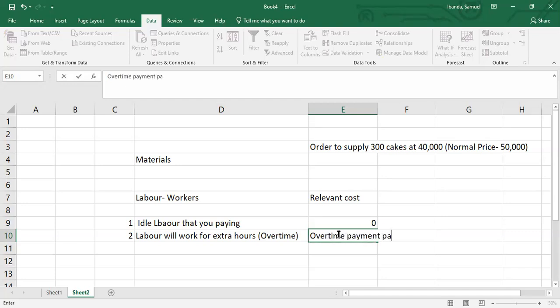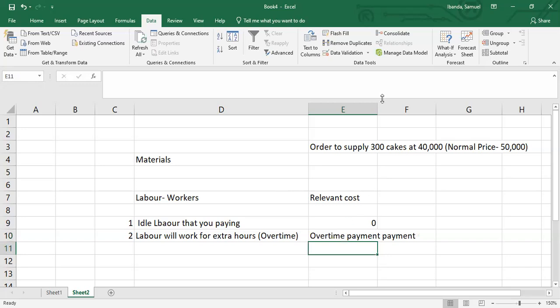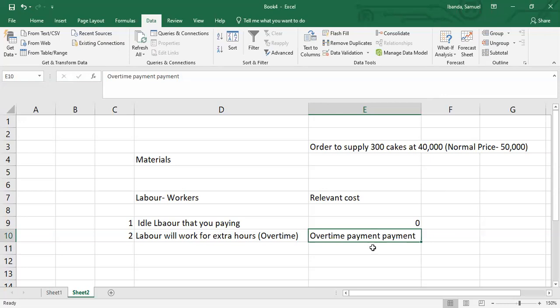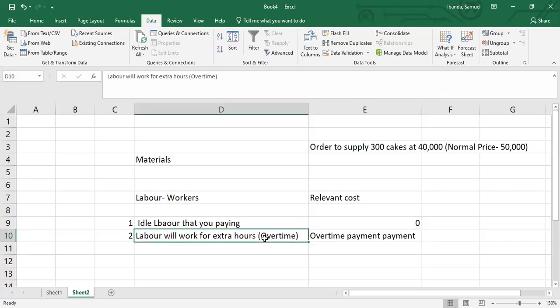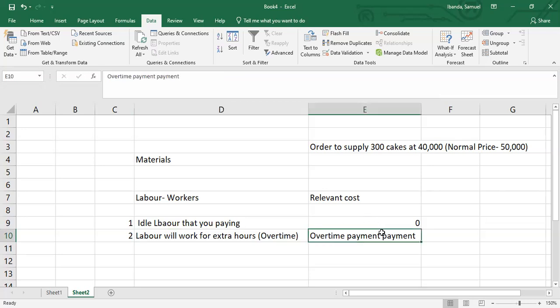Will be the overtime payment. Only that will be the overtime payment. Now, the reason why I'm only taking the overtime payment is because it's the only additional cost. This labor, you're going to pay it a salary either you take that contract or not. But because of taking this contract, there will be an additional payment of overtime payment to this labor. So this will be your additional cost, which we regard as our relevant cost.